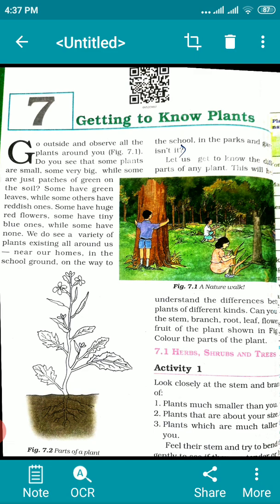Some are very small, some are very big, some useful, some not so useful, some strong, while some weak, some with a long life, and some which live for a very short period. Despite these differences, all the plants have the same structure.